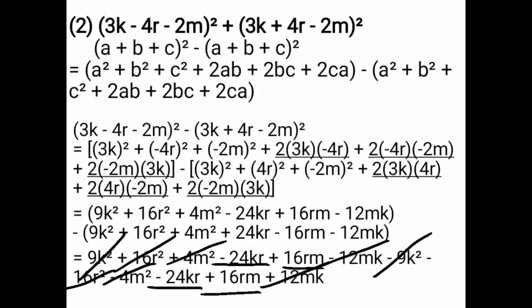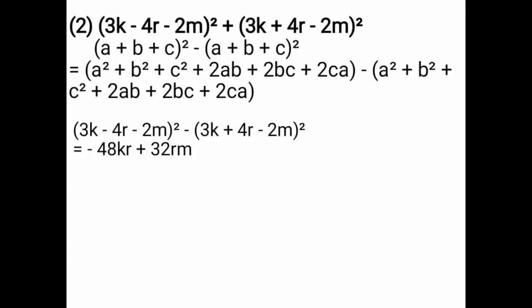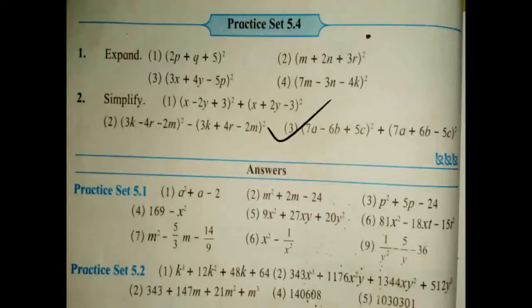12 minus 12 is 0. So the answer is minus 48 kr plus 32 rm. This is the final answer. We will solve the last one now.